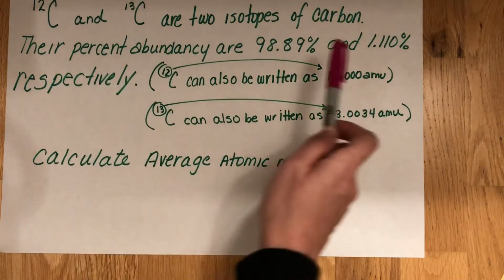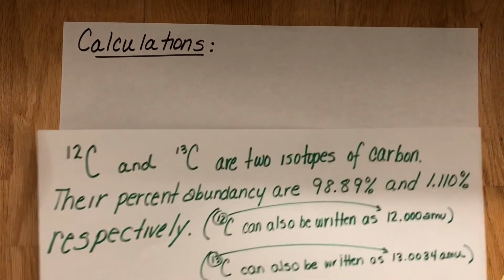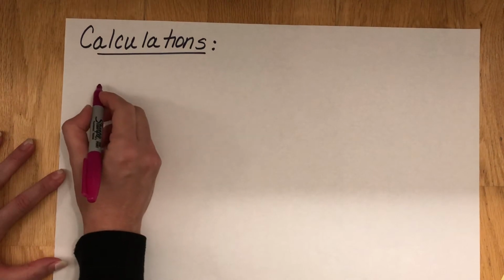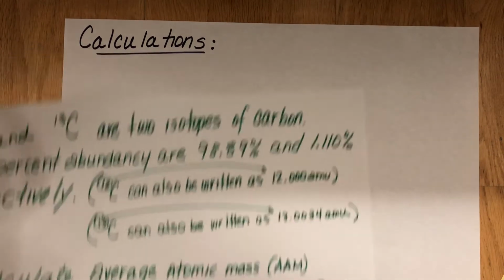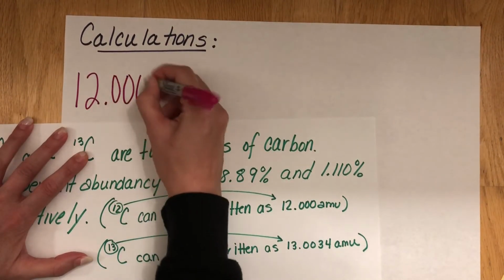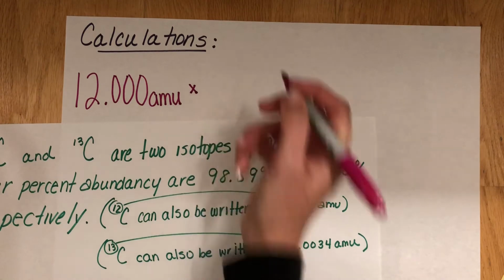Okay, so now that we have all this information, we're gonna calculate your average atomic mass. So let's do that calculation. All I have to do is take each isotope. So we'll take this first isotope, isotope carbon 12, and multiply. So let's do this. Multiply my mass number. So if you remember, my mass number was 12.000 AMU. That's the more accurate one. So 12.000 AMU, don't forget the unit, times, right, our percent abundance.